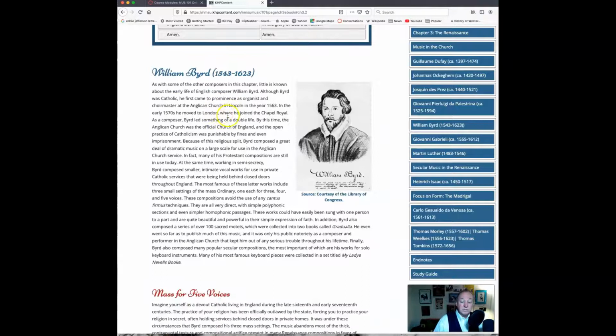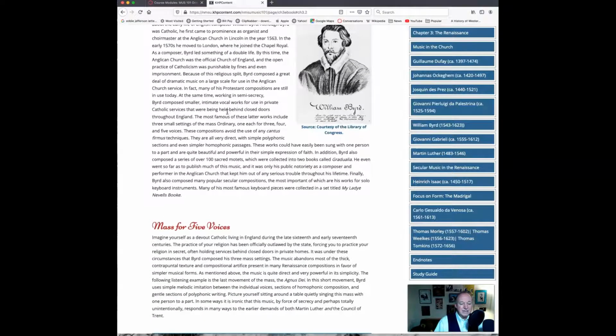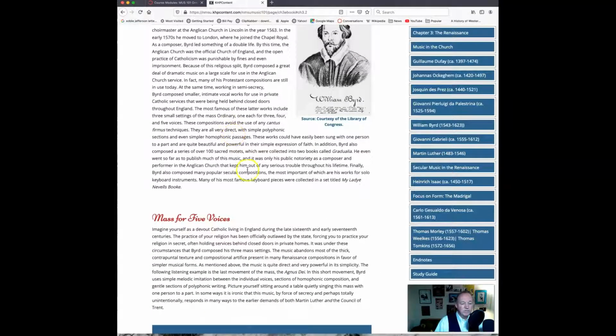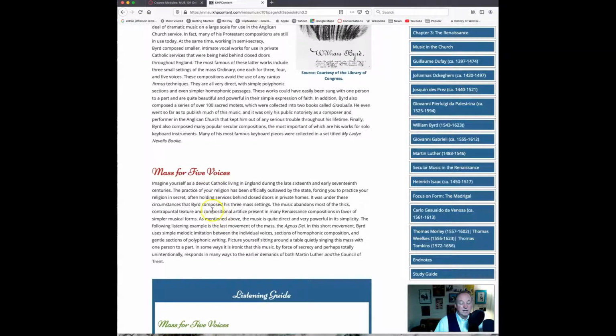Next, you have William Byrd. Byrd's an interesting guy. He was Catholic in England at a time when it was not cool to be a Catholic. So he wrote Mass settings, a 3-voice, a 4-voice, and a 5-voice setting of all 5 movements of the Mass Ordinary. You have the last movement, the Agnus Dei of the Mass for 5 voices. Absolutely gorgeous piece of music. But this was written for secret services because they had to hide their Catholicism in England at this time. And it's a complicated history, more than I can talk about here, but at times you just got in a little trouble.